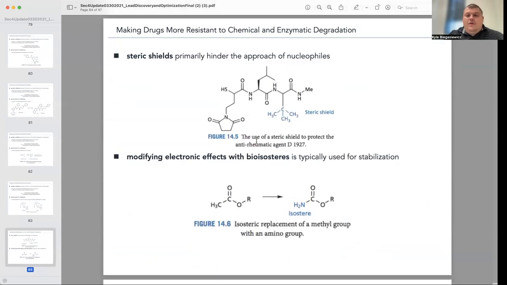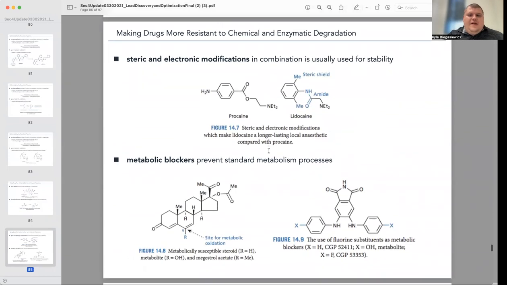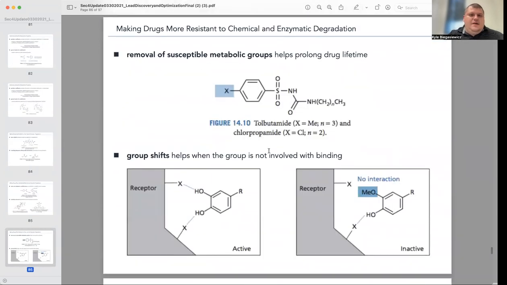Steric shields in 84 could be important. Modifying the electric effects of bioisosteres. No, I wouldn't worry too much about that. We're not going to focus too much on electronic effects. 85, yeah, they have a pretty good appreciation for that.